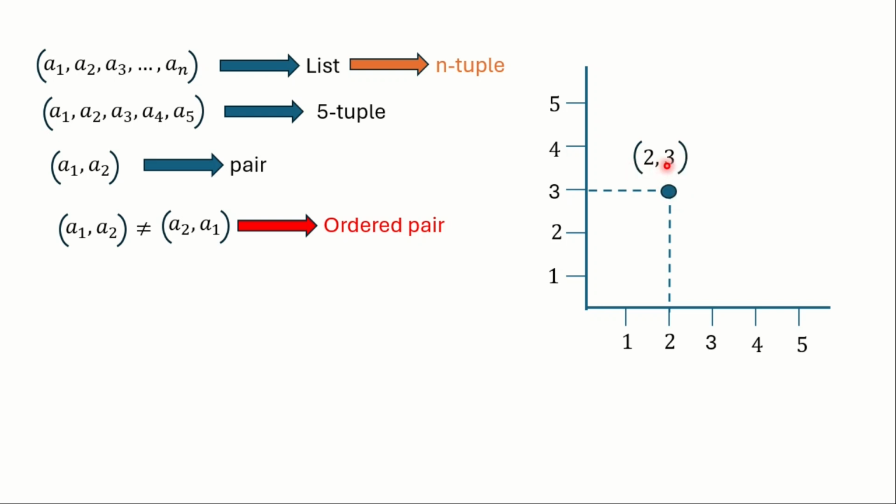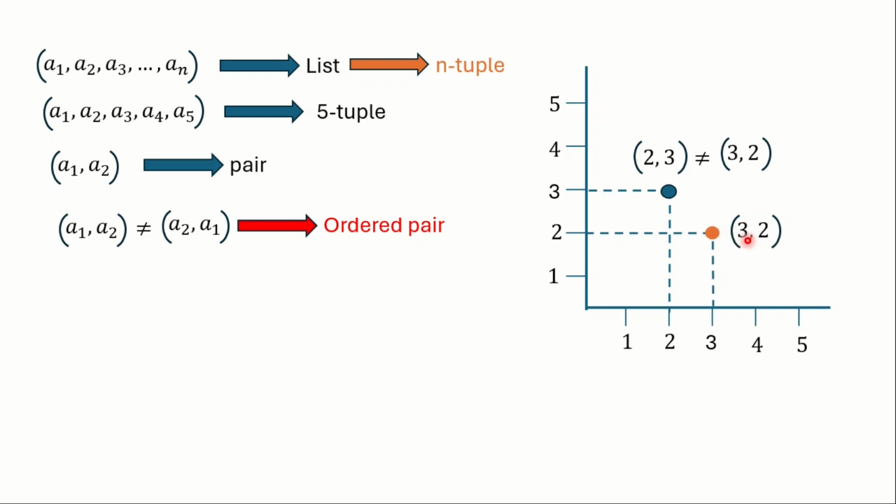Now, obviously, this ordered pair is not equal to the ordered pair (3, 2), because (3, 2) is an ordered pair that represents another point. If I specify that point on the plane, it is this one, which I'm calling orange, because when I drop the perpendiculars on the x-axis and on the y-axis, the perpendiculars meet the axes at 3 and 2 respectively.